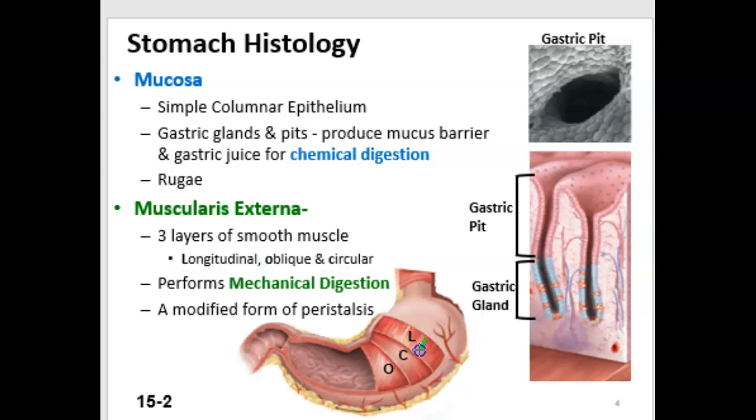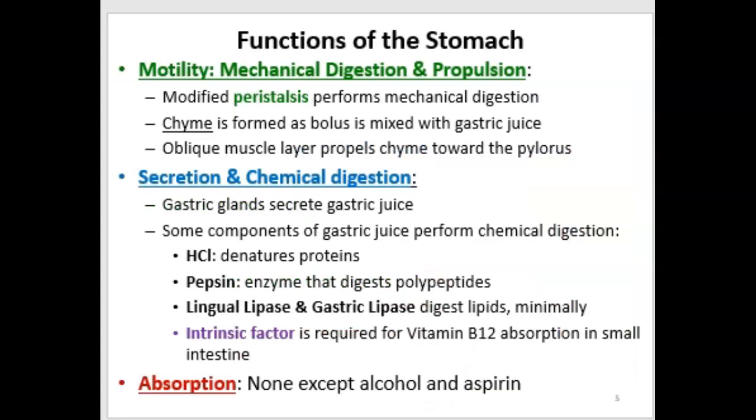This is the longitudinal layer with the L on it. And then there's a circular layer that you'll see all the way from the esophagus down to the intestine, or rectum. In addition, here's the oblique layer that the stomach has. Okay, that's histology. That's all we're going to talk about in terms of histology until we look at the gastric glands in a little bit more detail.